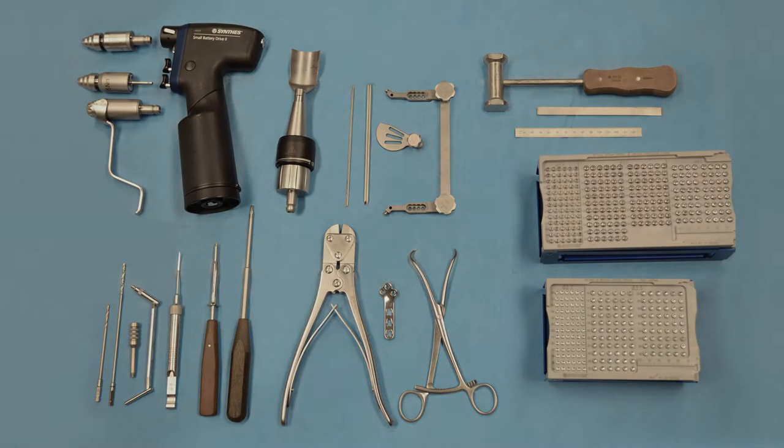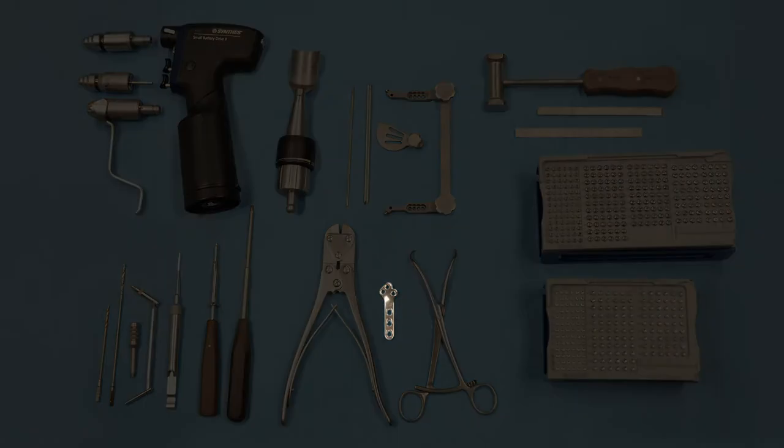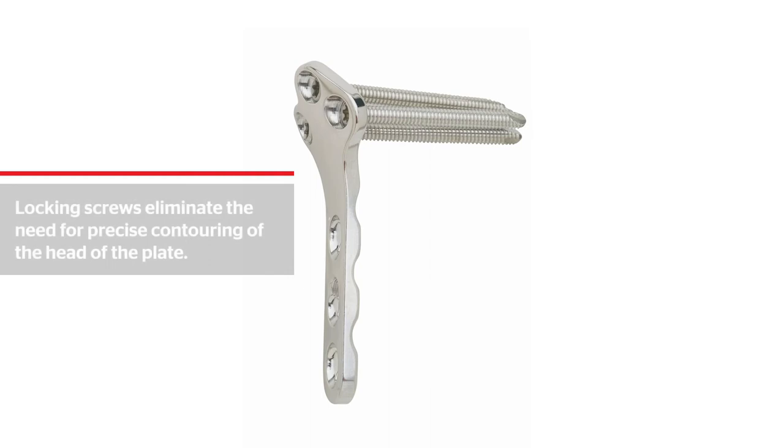The TPLO plate is anatomically contoured to match the medial aspect of the proximal tibia of the dog. Locking screws eliminate the need for precise contouring of the head of the plate.